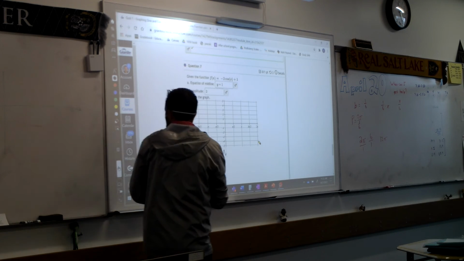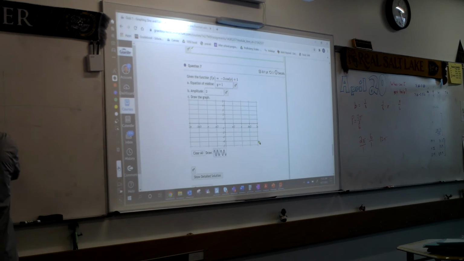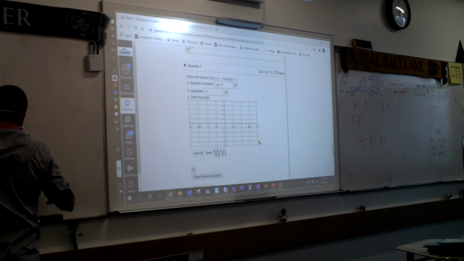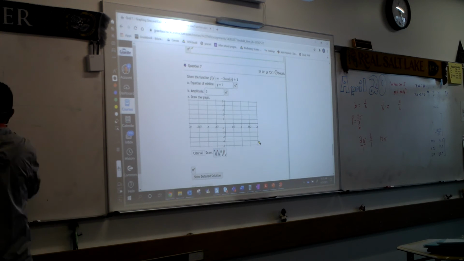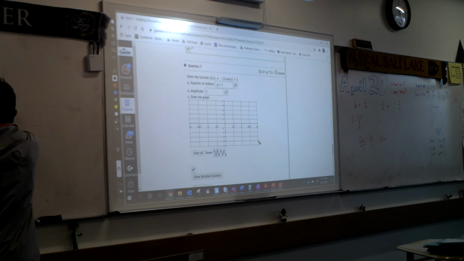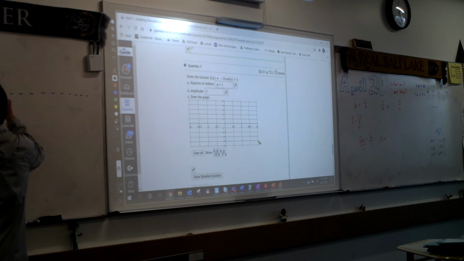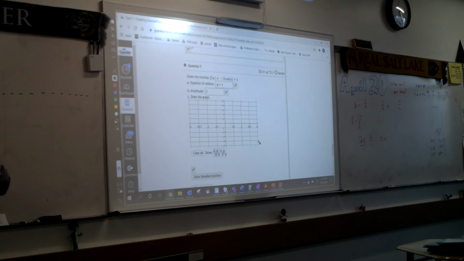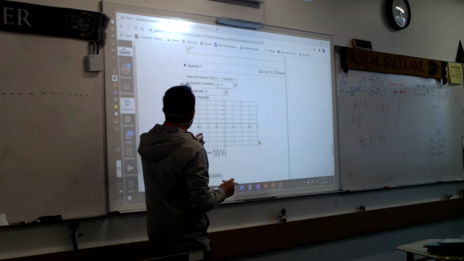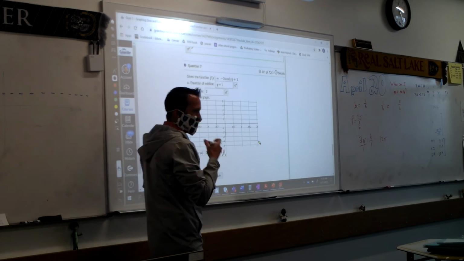Now, I'm going to shift it up 1, because its midline is plus 1, so the midline is up 1, right? So I'm going up 1. This is my midline. And if my amplitude is 2, where does that mean the maximum point is going to be?